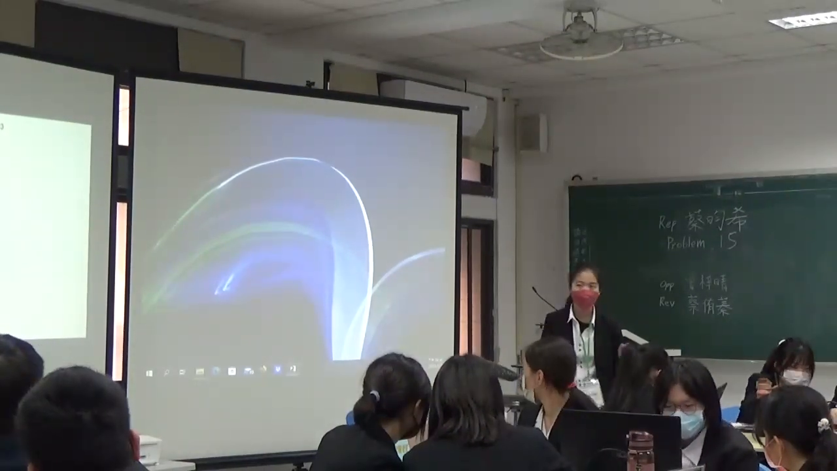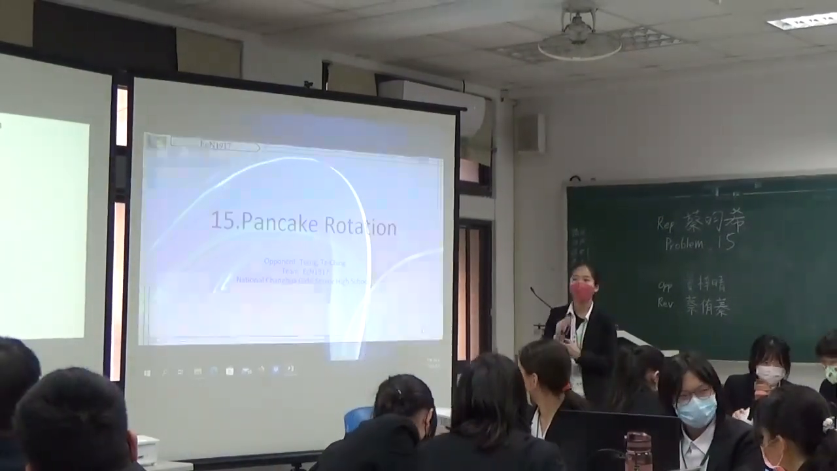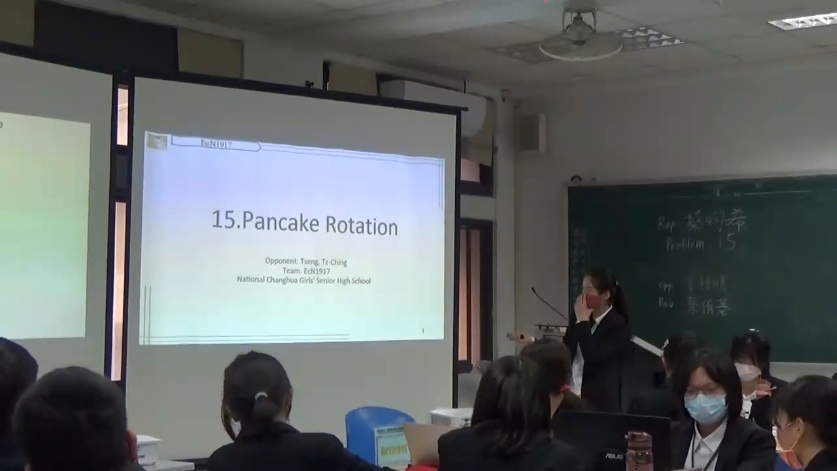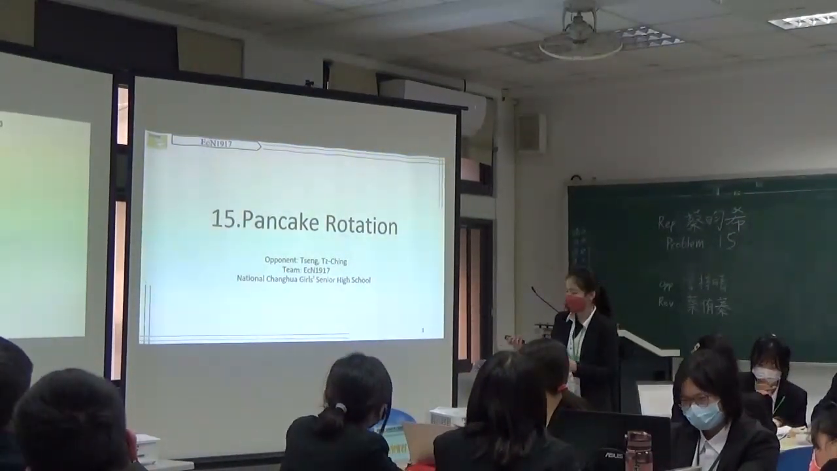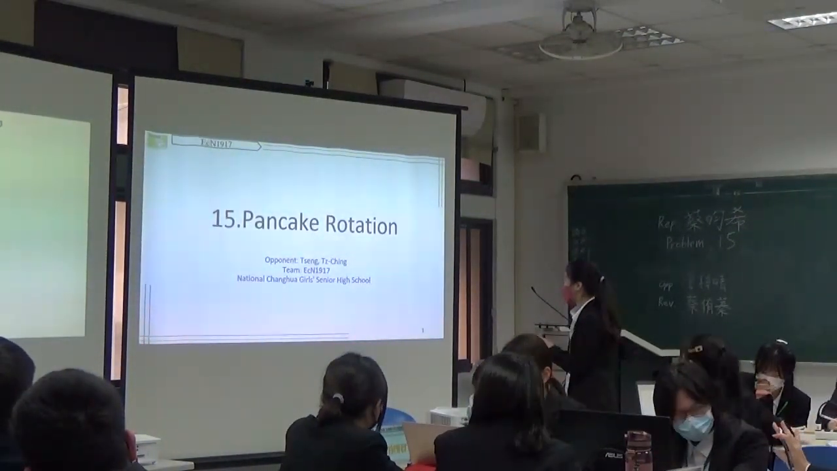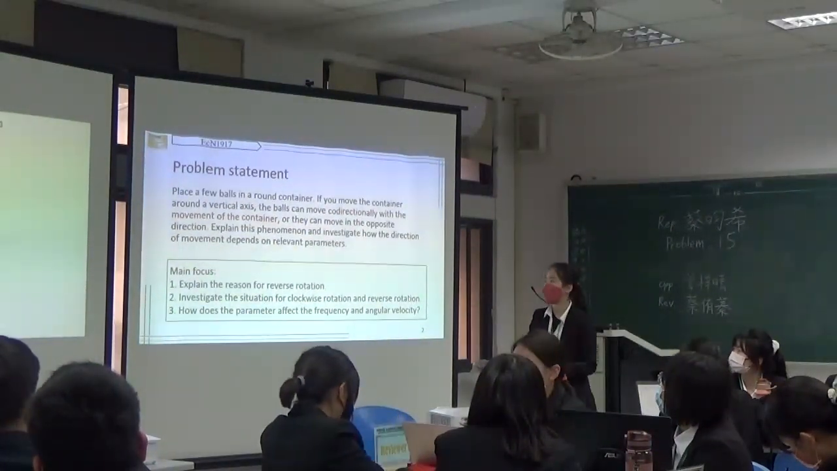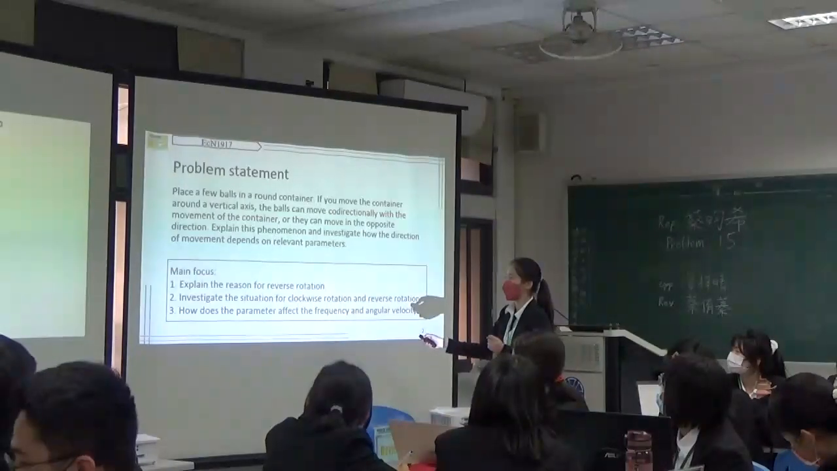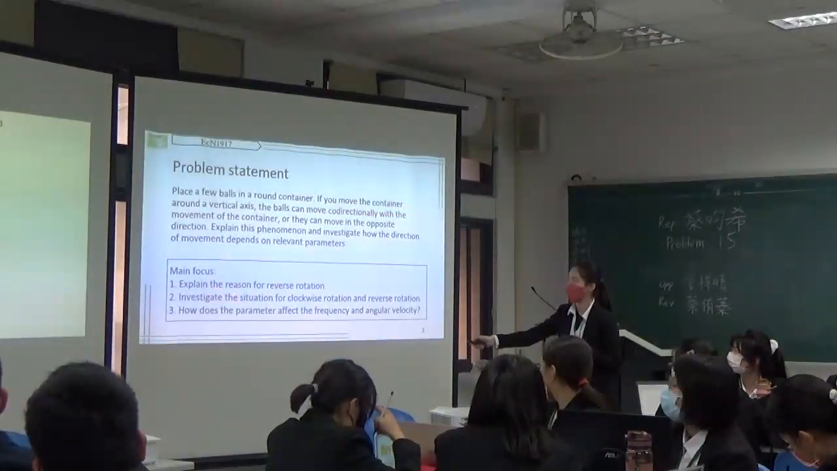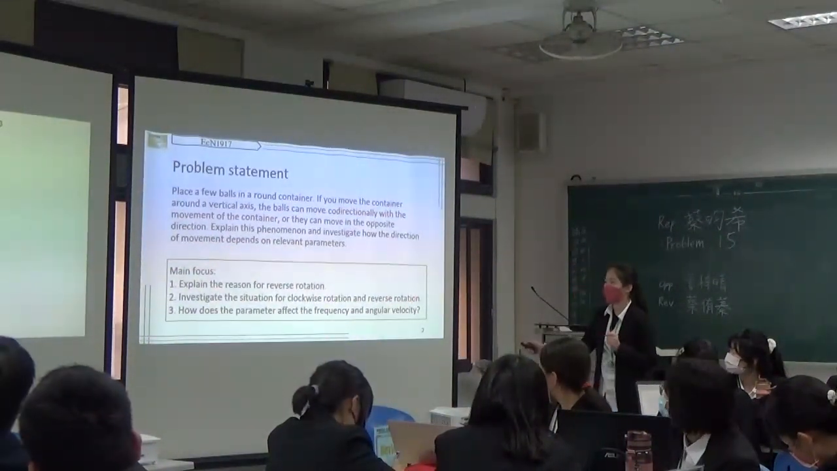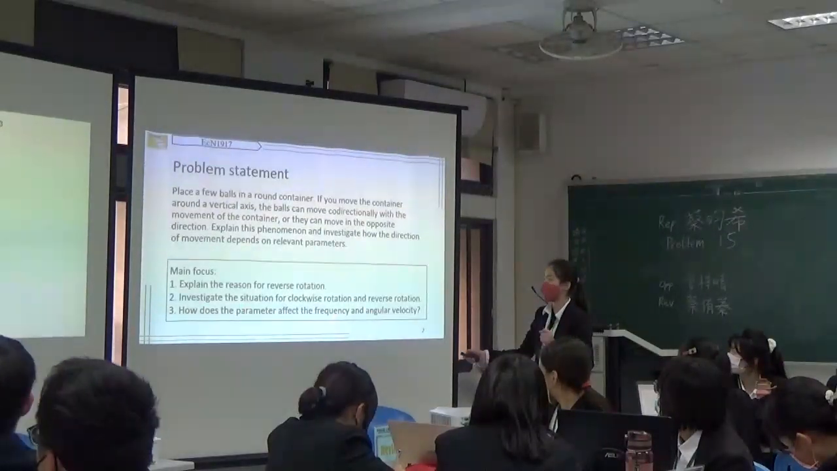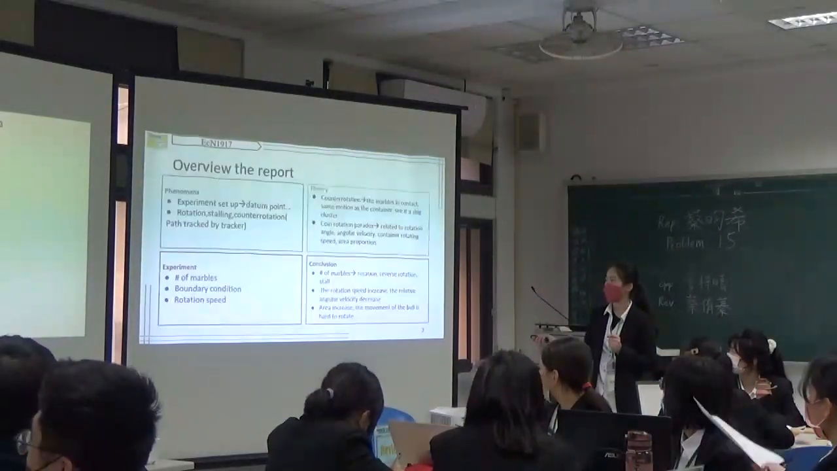The problem statement said that we have to investigate what caused the co-directional rotation for the particle. And I think we should mainly focus on explaining the reason for reverse rotation and investigating the situation for clockwise rotation and reverse rotation. And how do the parameters affect angular velocity?